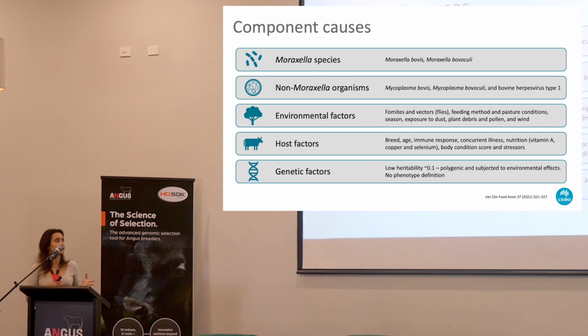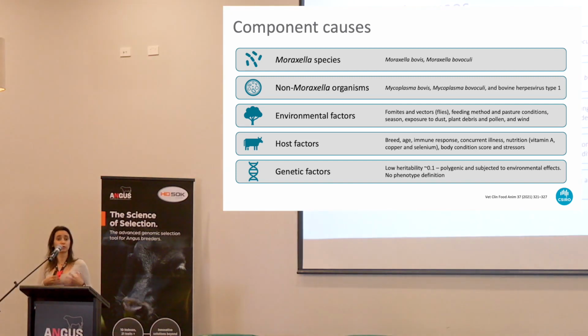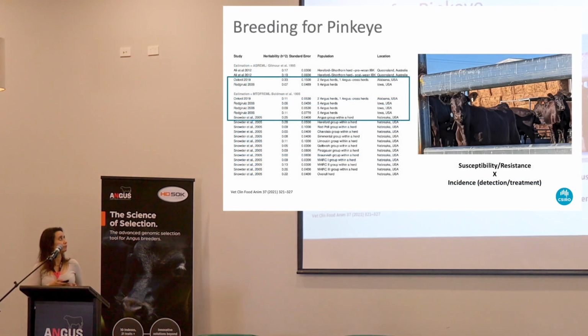There is also, of course, genetic factors, and if we look at the literature, we find heritabilities of around 0.1, which is quite low and reflects much of what we are talking about, having all these environmental effects having a big role on the disease, but also reflects the challenge that it is to record this phenotype.